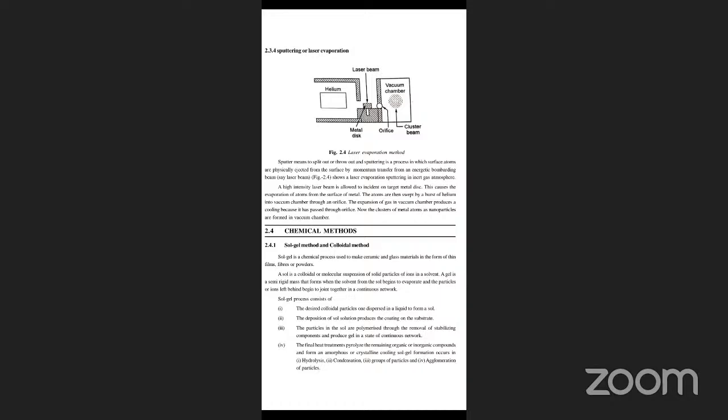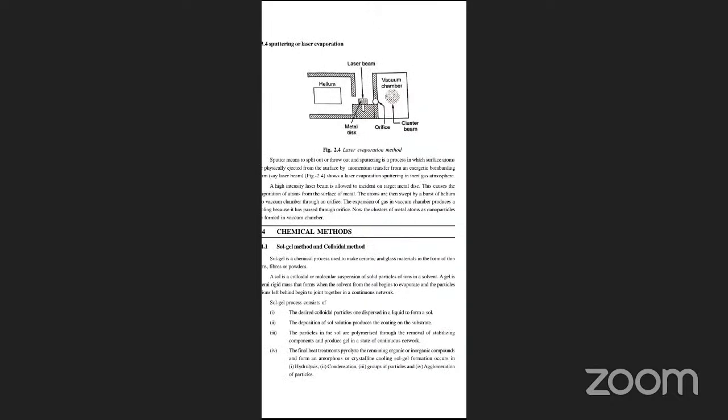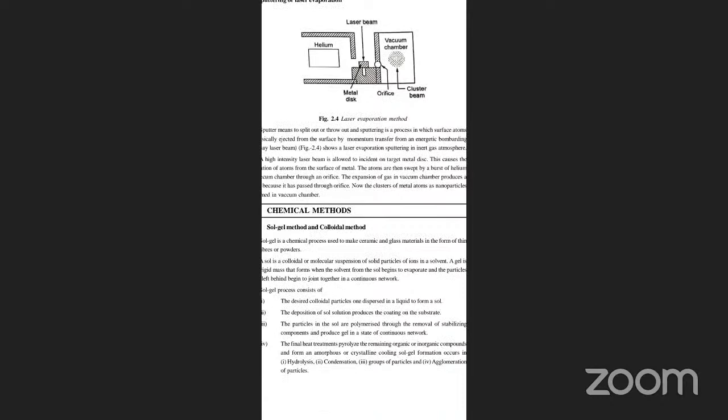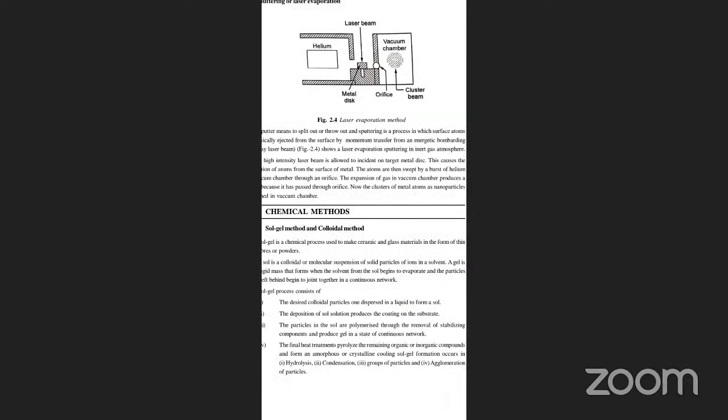The sol-gel process consists of the desired colloidal particles dispersed in a liquid, forming a sol. The deposition of the solution produces the coating on the substrate. The particles in the sol are polymerized through the removal of stabilizing components and produce a gel in a state of continuous network. The final heat treatments pyrolyze the remaining organic and inorganic compounds and form an amorphous or crystalline coating.